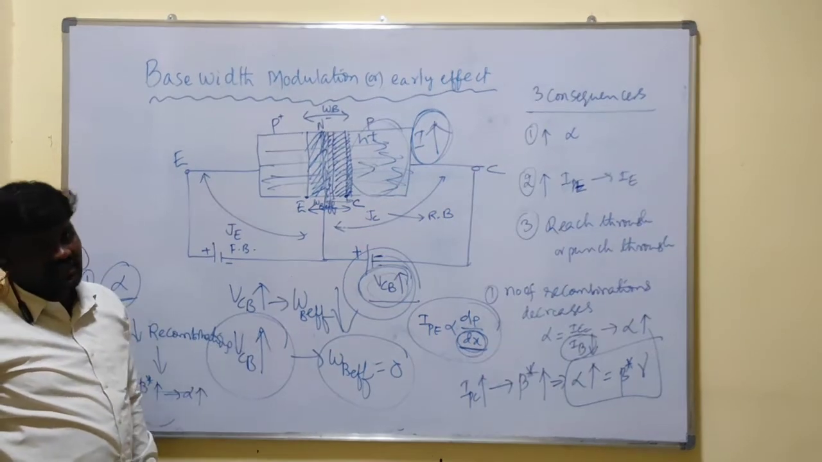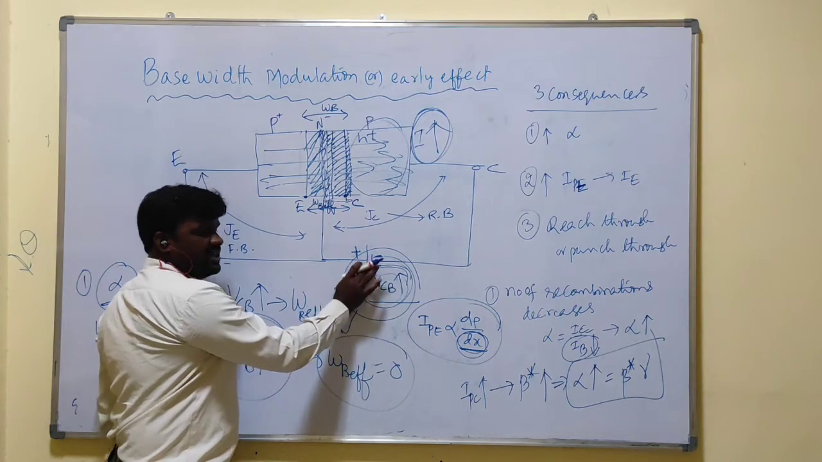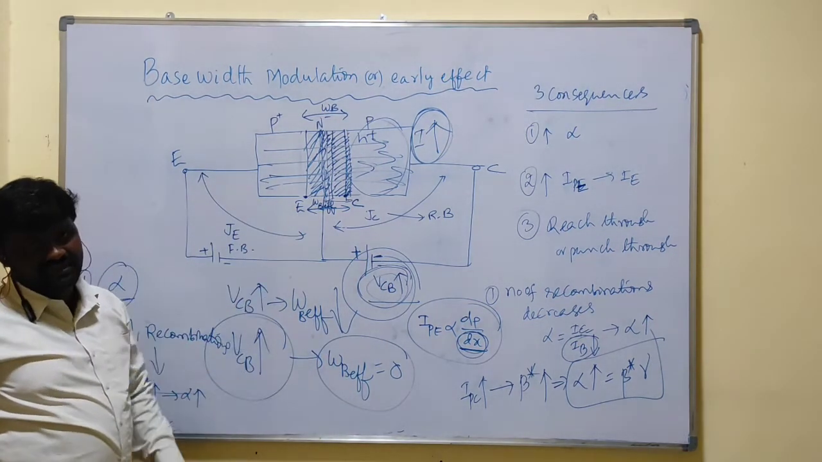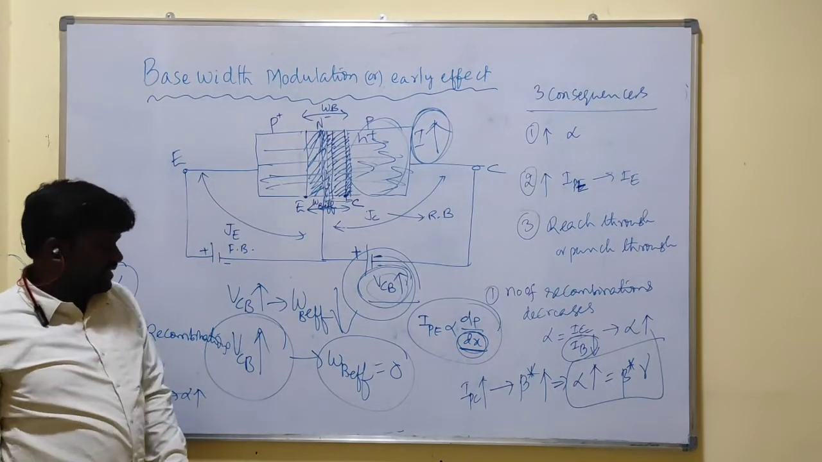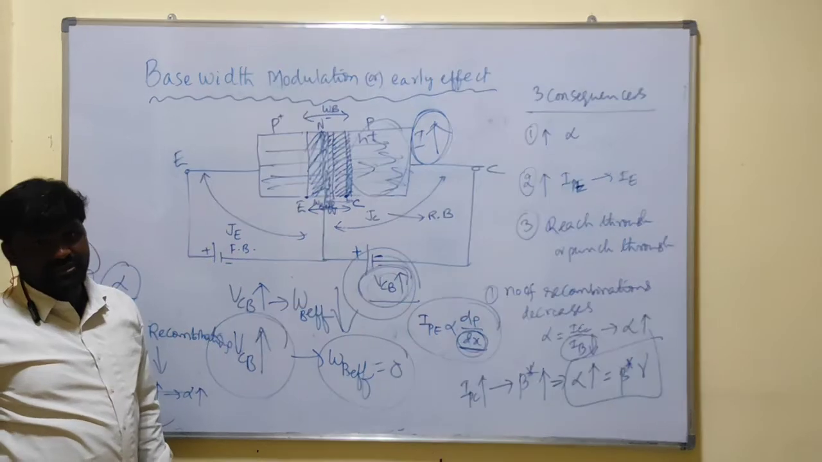Why are these called interactive junctions? Since by varying the voltage at the collector junction, we can vary the current at another junction, that is the emitter junction. That's why they are called interactive junctions. And the last one is what? Reach through or punch through.